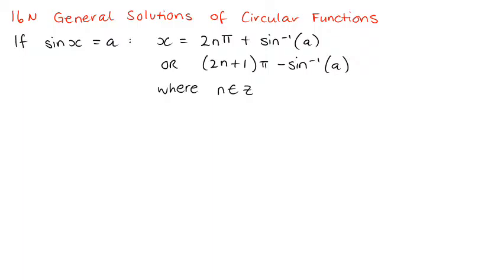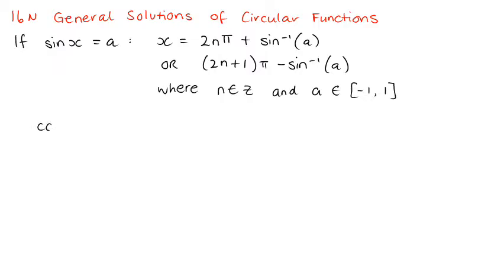What's z mean? Integers, positive whole numbers, including 0. And a is between -1 and 1. So for this equation to work, that a has to be somewhere between -1 and 1. If it's 2, it won't work.